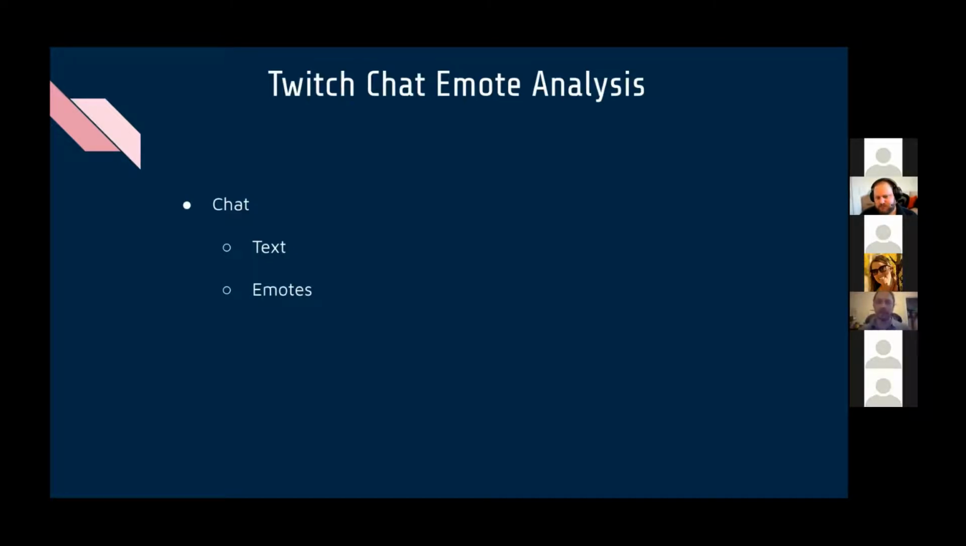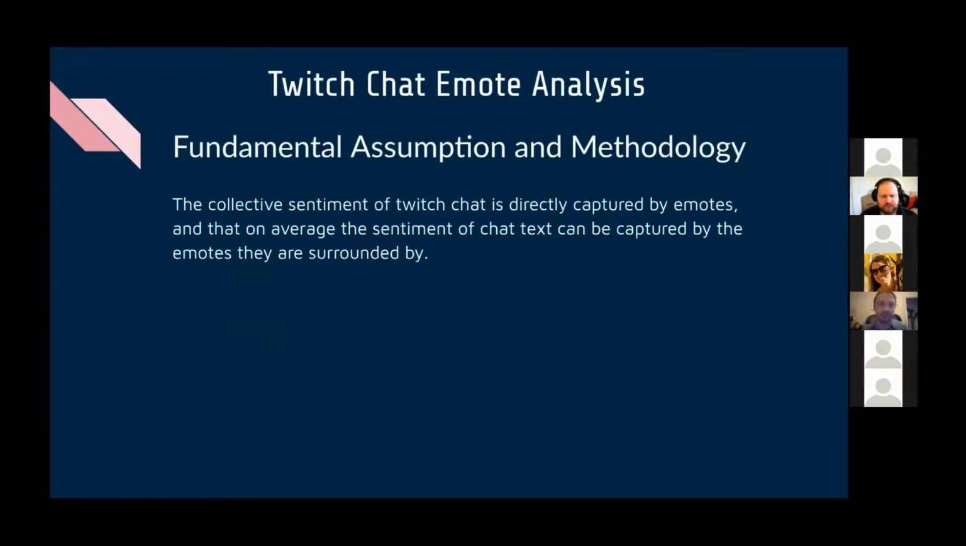Prior work classifying Twitch chat sentiment tends to separate the text and the emotes, classify the sentiment of each individually, and then combine them to get some kind of net sentiment. I've come to the conclusion that's the wrong way to go about analyzing Twitch chat, which leads me to the fundamental, somewhat psychological assumption I'm making here, which leads the rest of this. And that's that the collective sentiment of Twitch chat is directly captured by the emotes used in that channel. And that on average, the sentiment of chat text can be captured by the emotes that they are surrounded by.